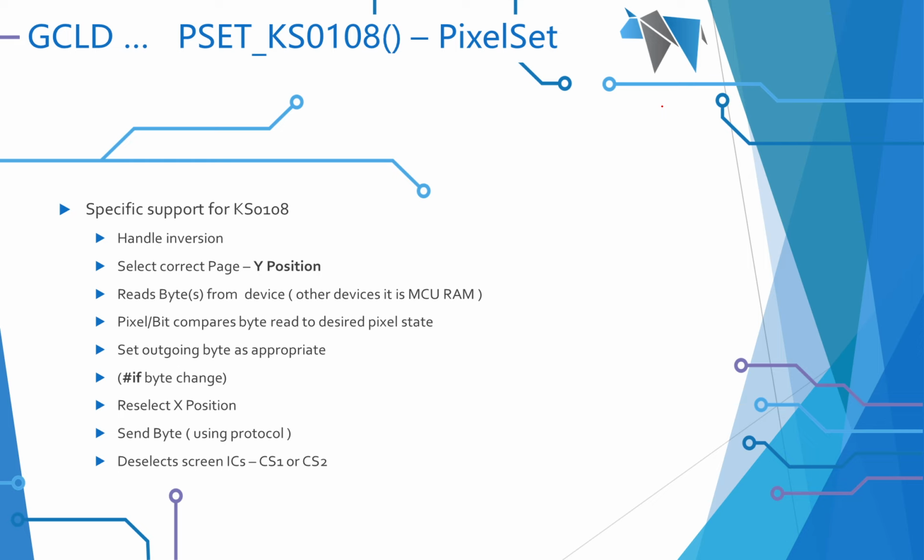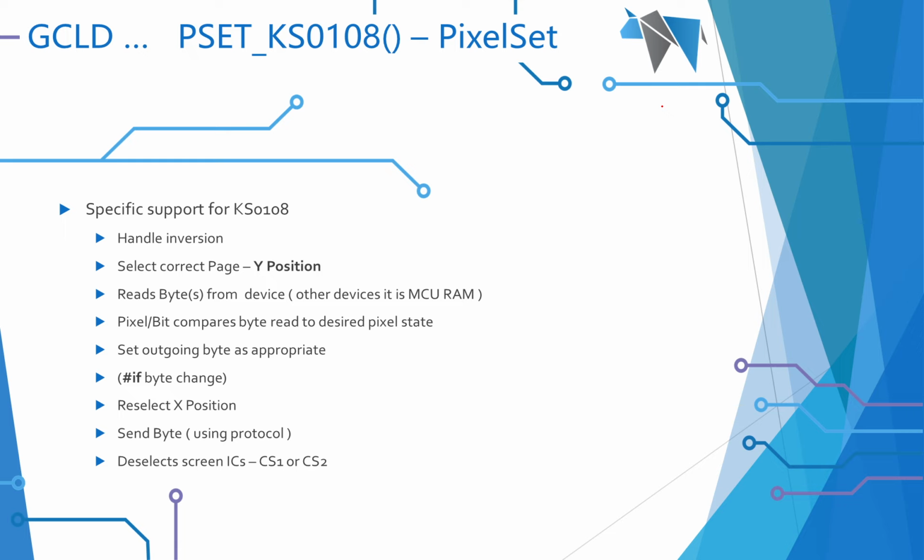Reads bytes in from the device. It compares that bit that it read in to the pixel it's setting, so the desired pixel state. It sets that byte. If the byte has not changed, it doesn't do anything because there's no point in sending it. It reselects the X position, sends the byte out using the desired protocol, and something puts it on the screen, and that's typically the screen IC. So pset is a way of actually determining which pixel to set in the many thousands on these GLCDs.